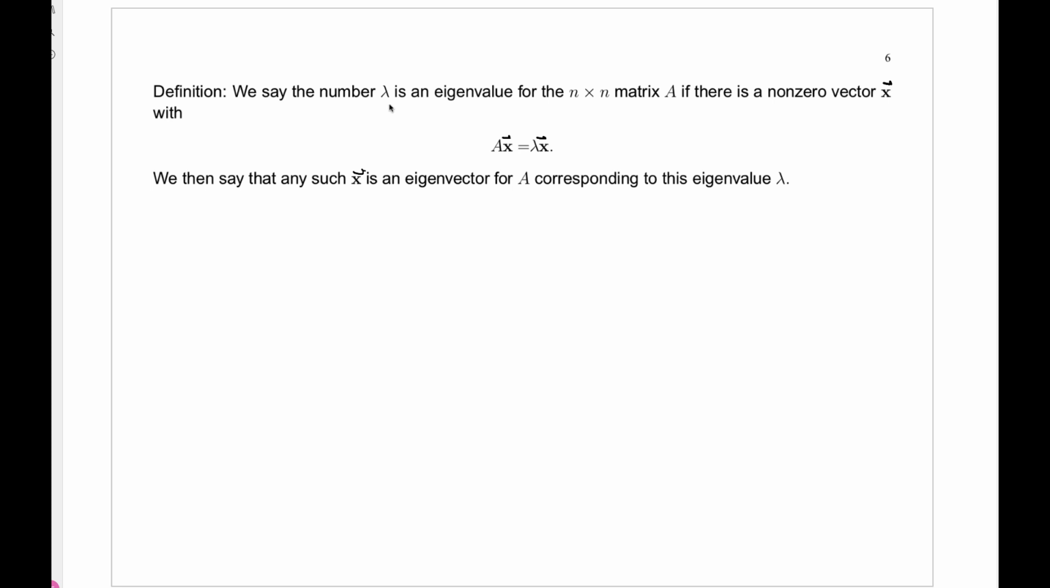And we would like to know, how can we tell when a vector is an eigenvector? And we're going to be talking a lot about this later. What does it mean to be an eigenvector? Let's talk a little bit about that first.